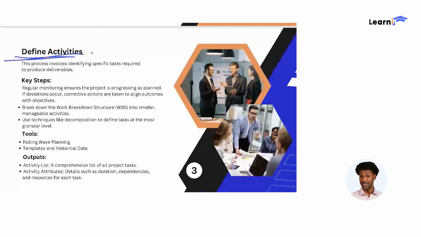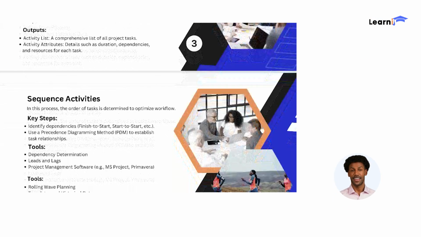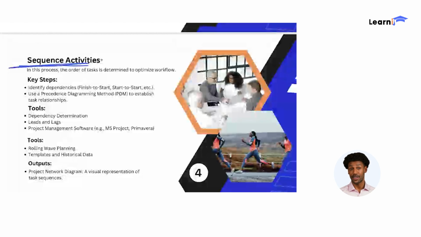Next, we've got define activities. Here, we're identifying all the specific tasks needed to produce your project deliverables. Key steps include breaking down your work breakdown structure, or WBS, into smaller tasks, using techniques like decomposition to ensure no task is missed.